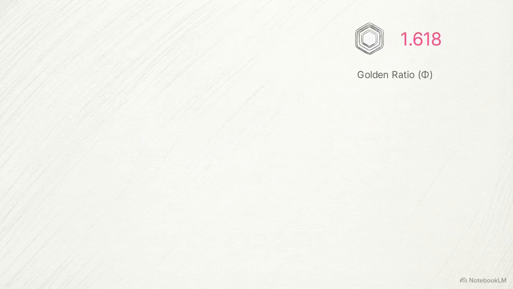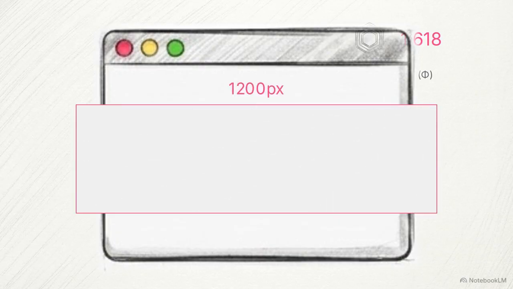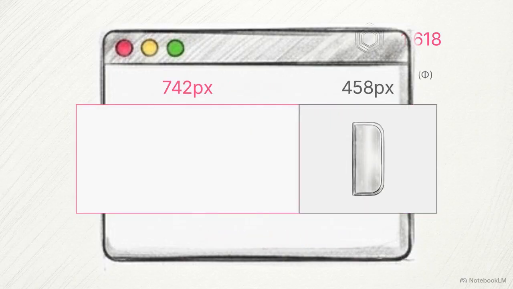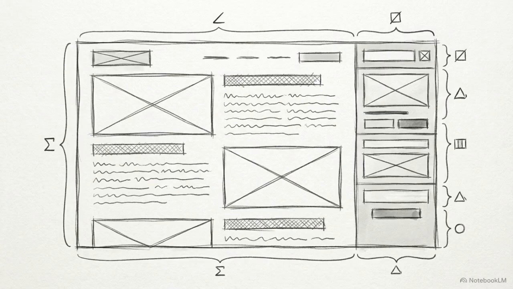Here is a standard 1200 pixel wide container. To determine our primary column width, we divide that total width of 1200 by 1.618. This yields approximately 742. This calculation provides a 742 pixel primary content area and leaves exactly 458 pixels for a secondary sidebar. If your calculation ends in a decimal, simply round to the nearest whole pixel. The visual impact of the ratio remains intact, even with minor rounding.